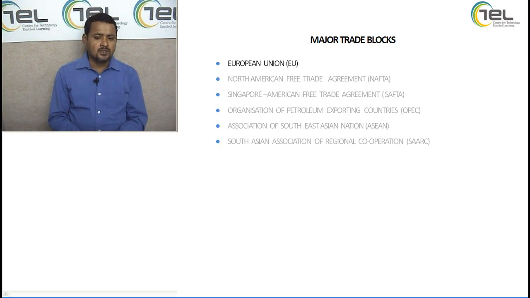Such major trade blocs include the European Union, EU; NAFTA, North American Free Trade Agreement; OPEC, Organization of Petroleum Exporting Countries; ASEAN, Association of Southeast Asian Nations; and SAARC, South Asian Association of Regional Cooperation. So these are primarily the larger trading blocs that exist all over the world at this point of time, and they are more or less successful. NAFTA is highly successful, European Union is highly influential, and it controls almost one-fourth of world's trade. It's even bigger in terms of GDP than NAFTA and USA.